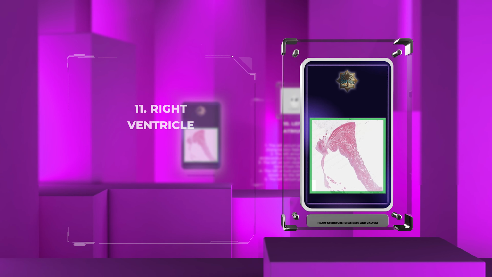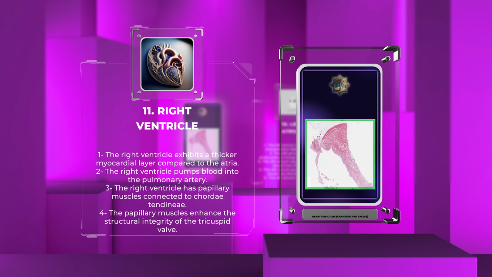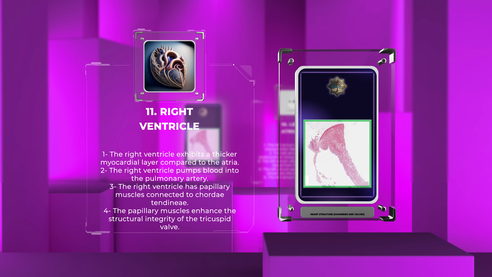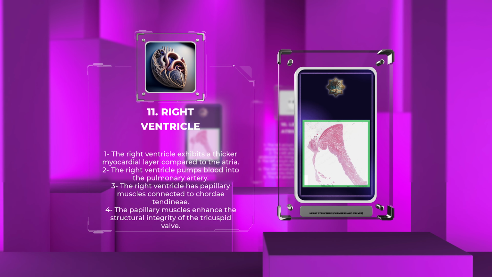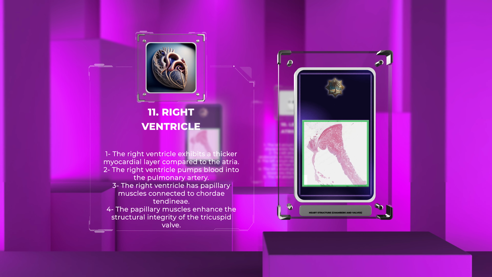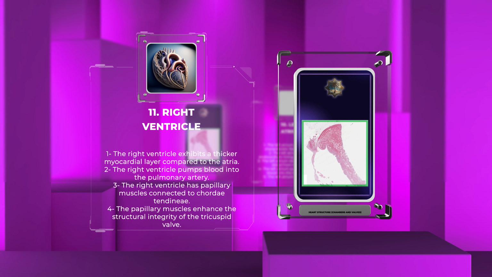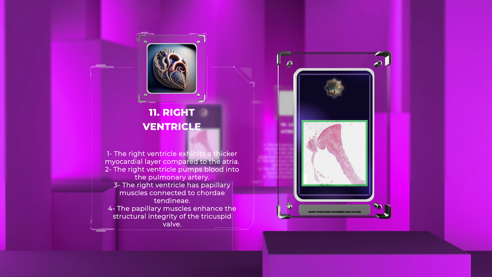Let's now venture into the right ventricle. Histologically, the right ventricle exhibits a thicker myocardial layer compared to the atria, allowing for more forceful contraction to pump blood into the pulmonary artery. The papillary muscles, extensions of the ventricular myocardium, are connected to the chordae tendineae, enhancing the structural integrity of the tricuspid valve and preventing valve leakage during ventricular contraction.